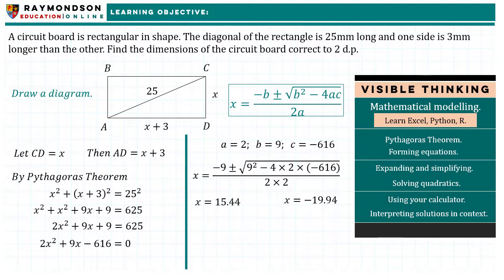We built a mathematical model. We solved it using mathematical tools, quadratics, Pythagoras, etc. Now we have an answer we need to interpret in real life, in the context of the question. In this question, we're talking about the dimensions of a circuit board. Can the dimensions be negative? No. So mathematically minus 19 is valid, but in this context the only valid answer is x equals 15.44 millimeters. x cannot be negative, so we will ignore the negative part.